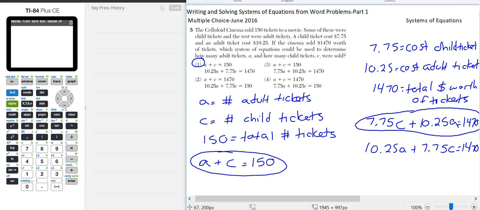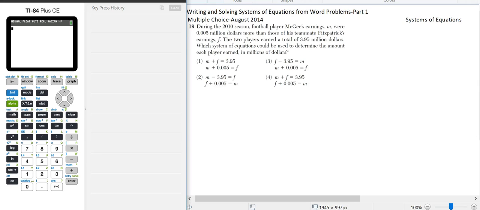Let's look at another question. This is question number 19 from the August 2014 Algebra 1 Regents. During the 2010 season, football player McGee's earnings, M, were $0.005 million more than those of his teammate Fitzpatrick's earnings, F. The two players earned a total of $3.95 million. Which system of equations could be used to determine the amount each player earned in millions of dollars?